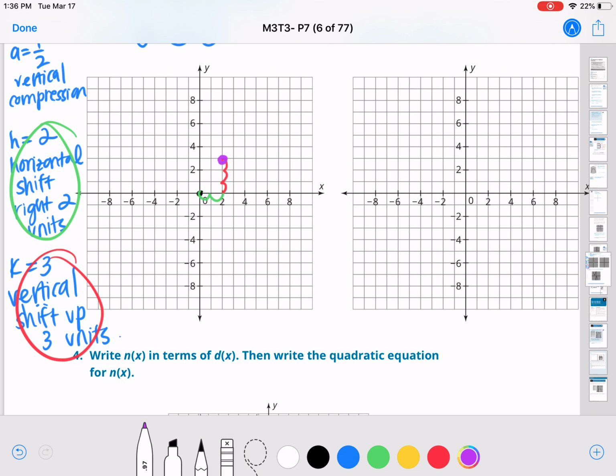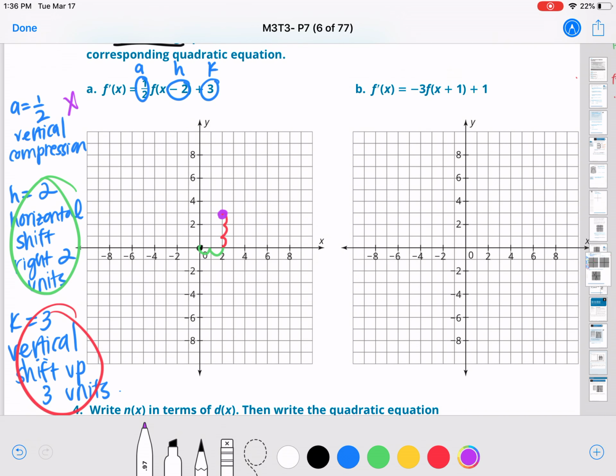From here, I'm going to apply my compression. So my compression is a vertical compression of 1/2. That's going to make my graph look wider. So it's going to look something like this. Make sure it's still curved like a parabola. That's it. That's part A.